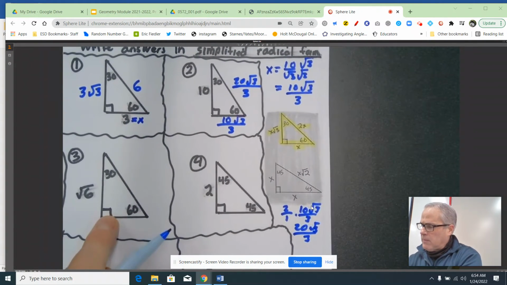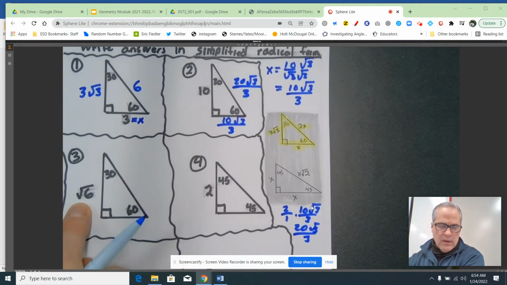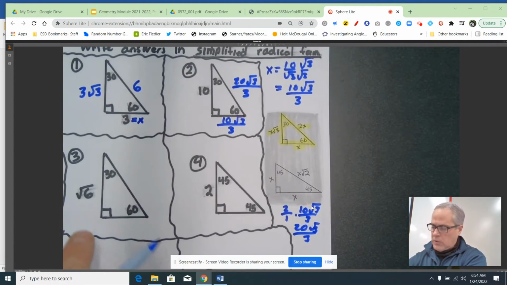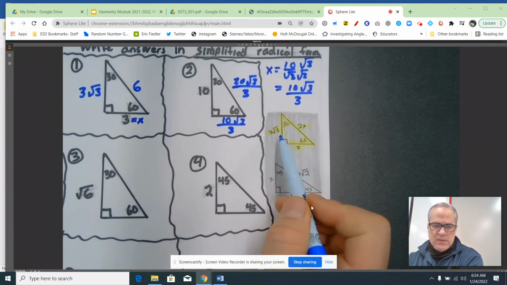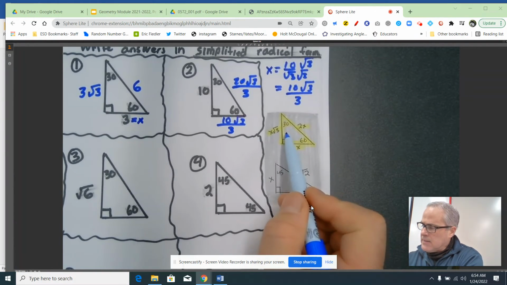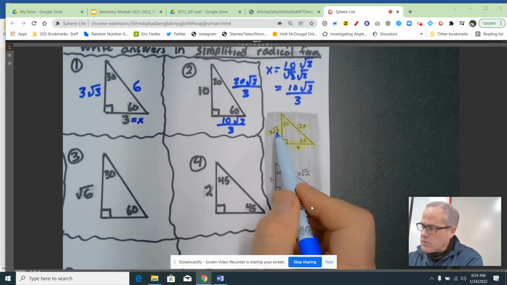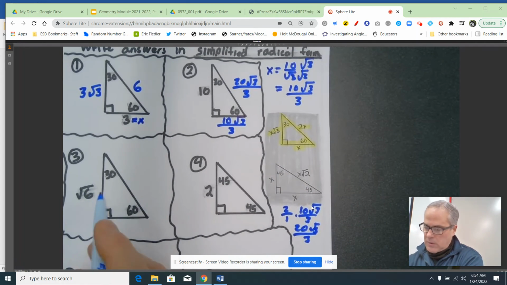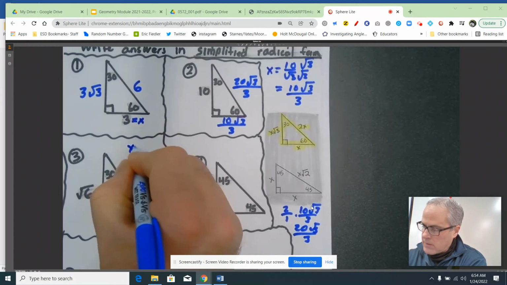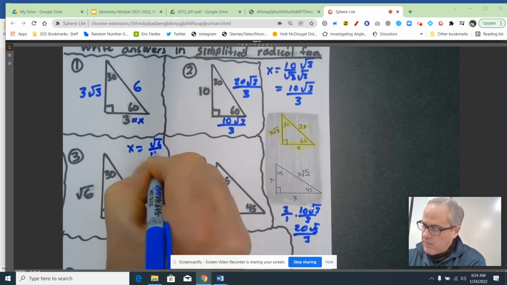Take a look at number 3. Number 3, again, we're given the longer leg. I think one of the more challenging things is when you're given the longer leg. Take a look at our picture that's given to you in all tests, quizzes, SATs. The longer leg is the shorter leg times the square root of 3. So this is the shorter leg times the square root of 3. So how do I get the shorter leg? I divide by the square root of 3. So square root of 6 divided by square root of 3.